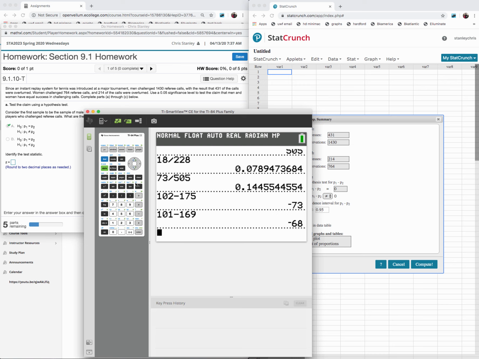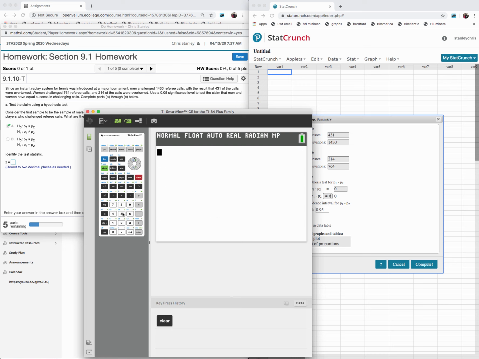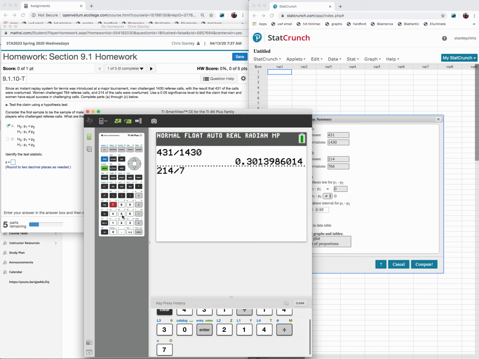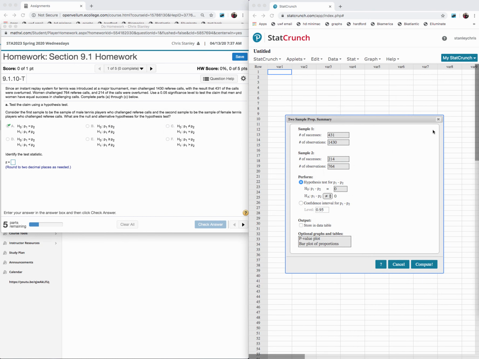Okay, so the fraction of guys that were overturned was 431 divided by 1430. So they had roughly 30% overturn. Well, what about the girls? They had 214 overturn divided by the 764. They had about 28%. So the guys had about 2% more overturn. Now, is that enough to say that the true rate is different? We have to run the test.